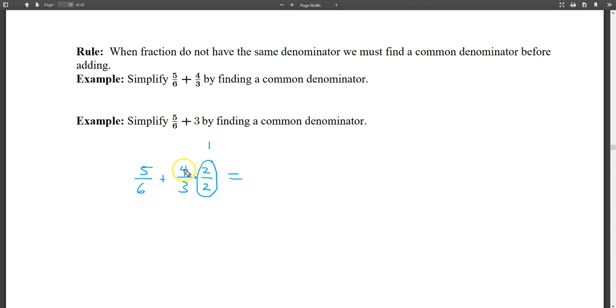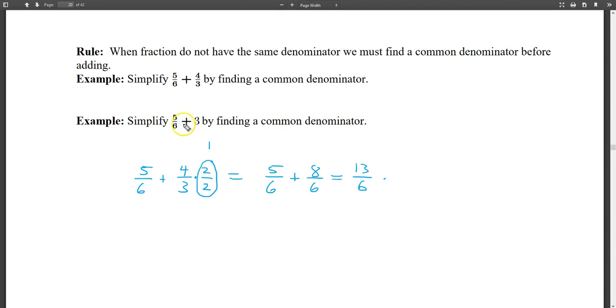So when we apply our rule for multiplying fractions, we get 5/6 plus 8/6, and so this is 13/6, and there we go.